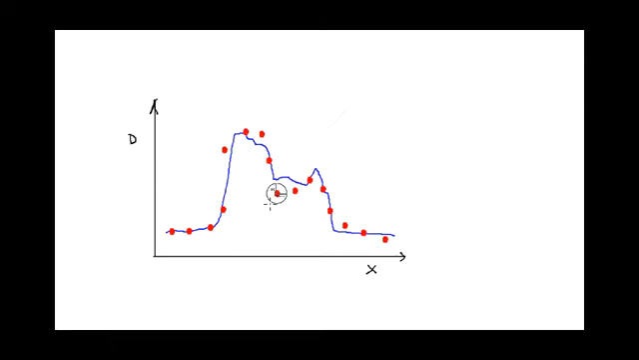Does this point pass? No, it does not, because it's not within that circle. Let's go to the next point. That passes. It's within the circle. Third point. That one's just at the edge, but it doesn't pass.